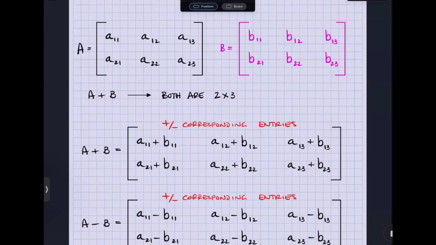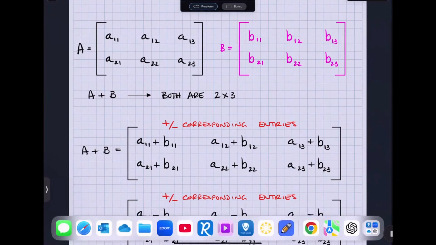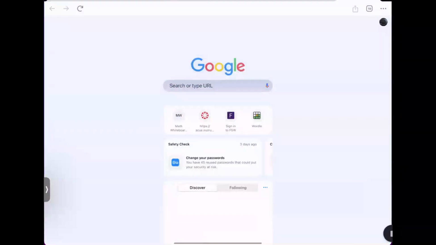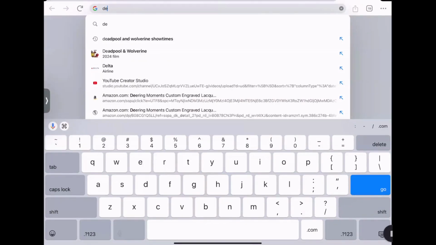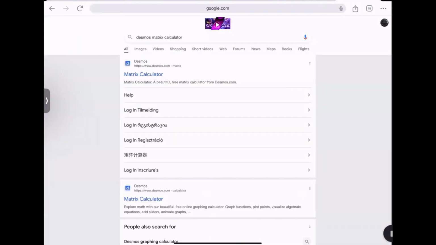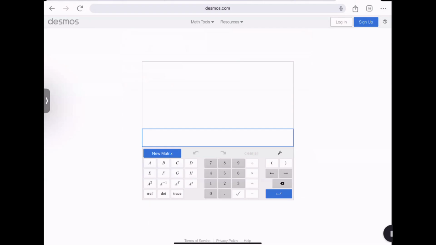Okay? Actually, I can probably show you guys this. Do I have regular Desmos? Let me see. Yeah, let's just do that. Desmos matrix calculator. All right. So you see the A, B, C, D, E, F, G, and then inverse. If I hit new matrix, notice I labeled it to be A. And it shows a 2 by 2 already.